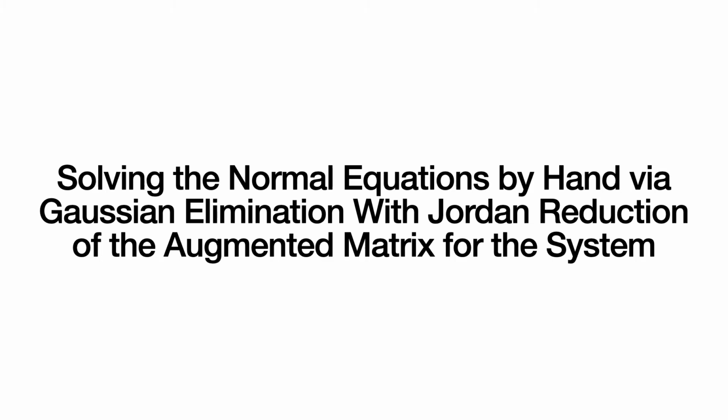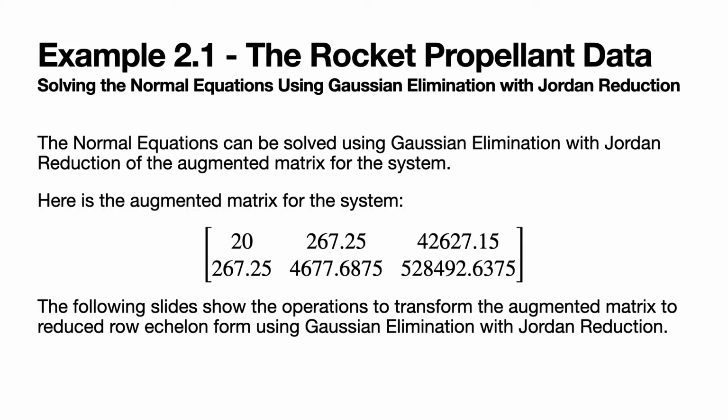Next, we're going to solve the normal equations by hand via Gaussian elimination with Jordan reduction of the augmented matrix for the system. So here is the augmented matrix for the system. We have this 2 by 3 matrix, 2 rows and 3 columns. And the entries in this augmented matrix correspond to the coefficients on beta 0 hat and beta 1 hat on the left-hand side of each of the two equations, and then the constants on the right-hand side.